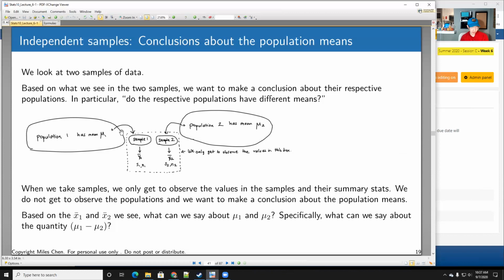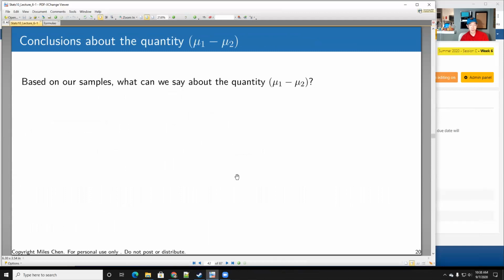And the proper way to do this is not to look at one sample and make a conclusion about population mean 1, and not to look at sample 2 and look at population 2 separately, but rather to look at the difference between the means. So we're going to look at x bar 1 and x bar 2, and we're going to ask, what can we say about the quantity mu1 minus mu2, which is the difference between the mean of population 1 and the mean of population 2. Okay, so this is the question that we want to answer. What can we say about the quantity mu1 minus mu2? And that quantity represents the difference between the population means.